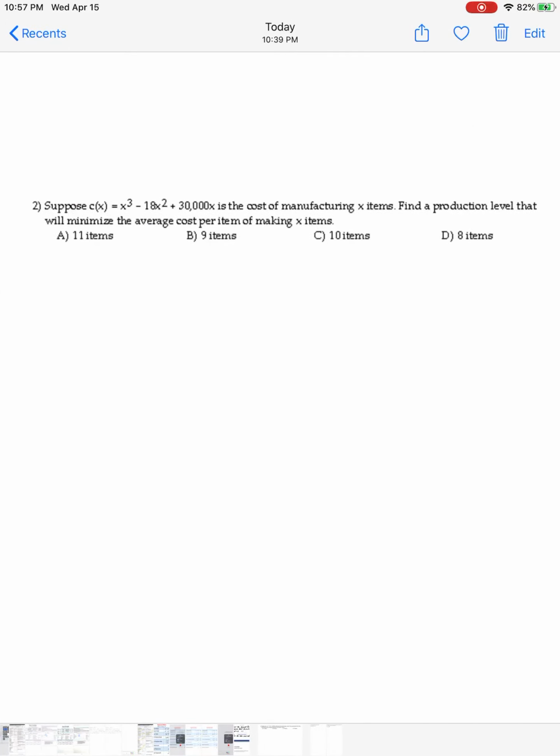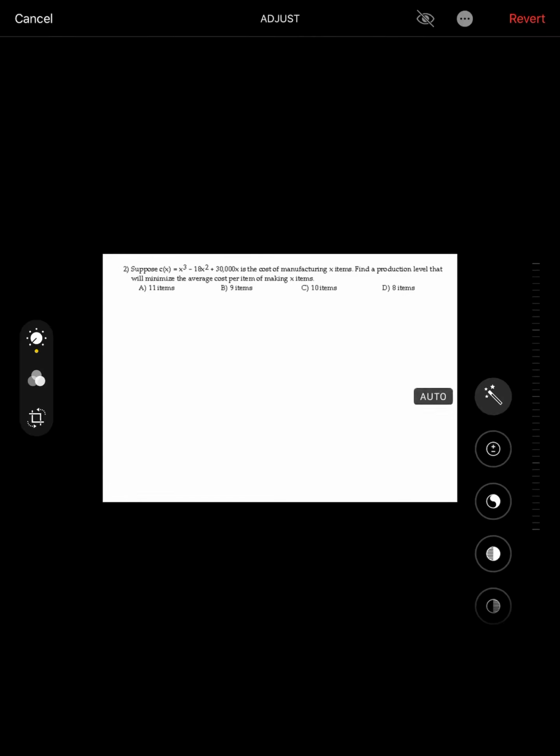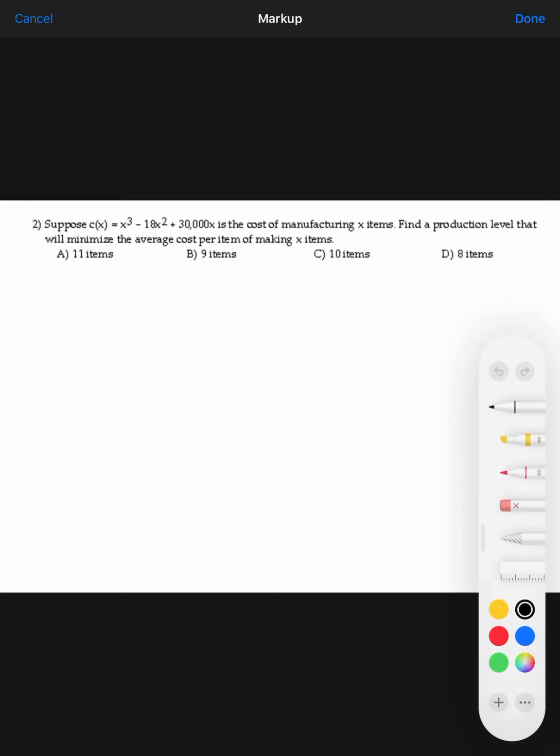This example says, suppose the cost is given in the above stated function. This is the cost of manufacturing x items. Find the production level that will minimize the average cost per item of making x items. The thing about applied optimization is background knowledge. If the background knowledge is missing on some of these formulas, you'll be completely lost.